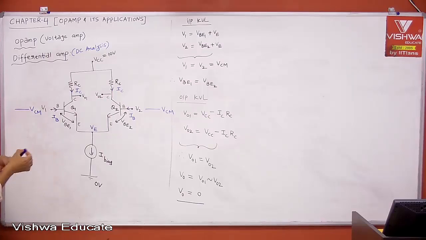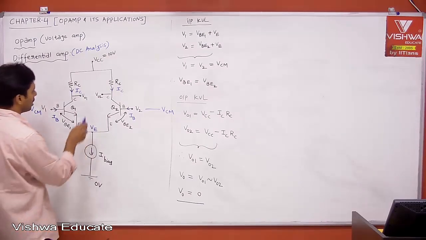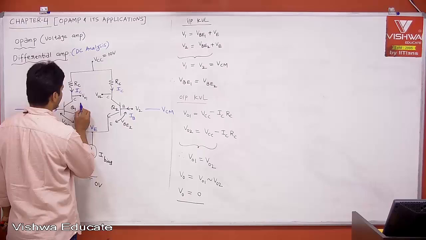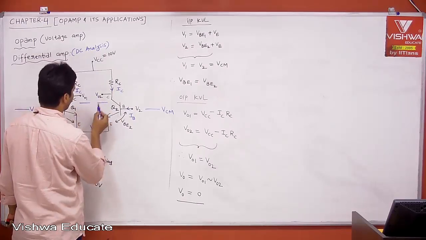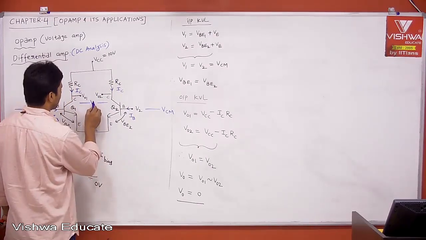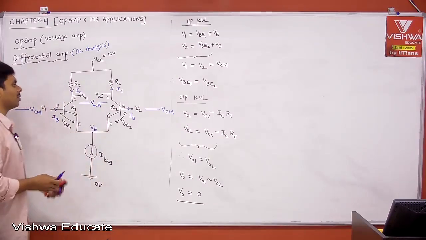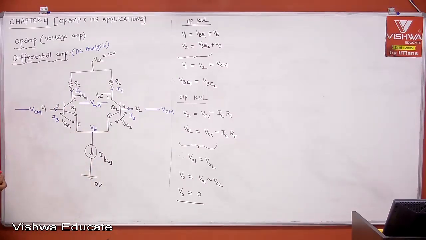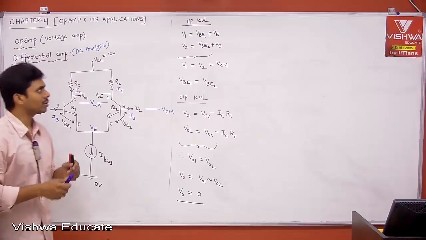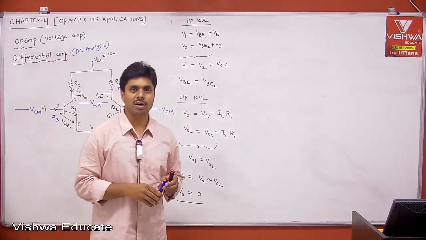Now, if you ask me, both are having DC voltage. This is having DC voltage and this is also having the same DC voltage. Let me say that is nothing but your output common mode voltage. I am speaking with respect to DC voltage. This is what is your common mode voltage. Both are having the same. Right? Fine. Everybody understood the state of the circuit? This is the state of the circuit.